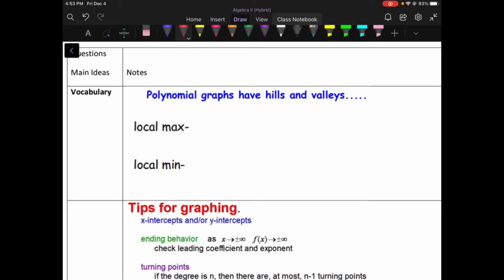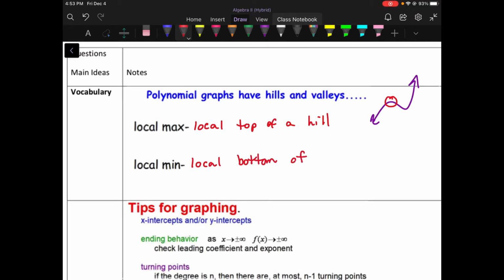The local max, or local maximum, is like the local top of a hill. So if we have a graph here, nicely drawn, beautiful looking graph, this right here looks like it's at the top of a hill, so that would be considered a local maximum. A local minimum would be like the local bottom of a valley. So in that same graph, the local minimum would be down here, where the graph starts to change directions again. It looks like a little valley.